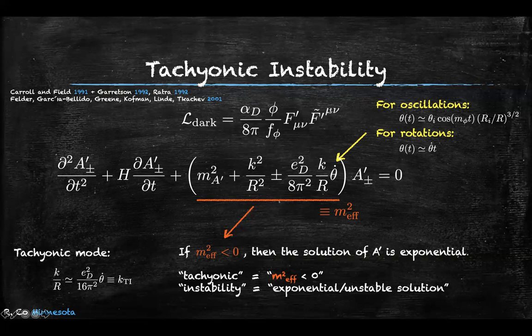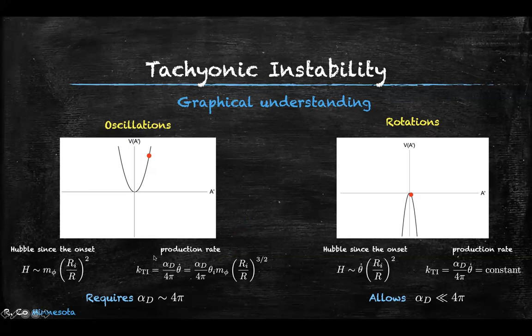But there's a very important difference between the oscillation case and the rotation case. In the oscillation case, at the time of onset of the axion oscillation, the Hubble scale should be comparable to the axion mass, and the Hubble scale redshifts. And the production rate, as we have seen before, looks like alpha_D over 4 pi times theta dot, but this theta dot, the speed of the axion field velocity, is again set by the axion mass. Then if you compare these two terms, if you want this production rate to be as large as Hubble, then you actually need this alpha_D to be very large, meaning of order 4.